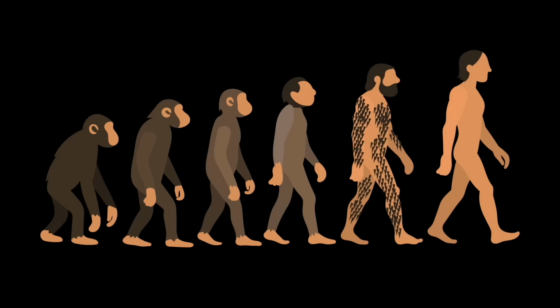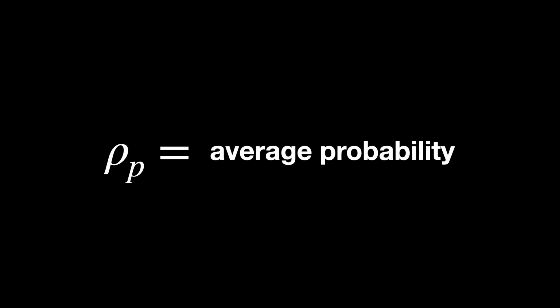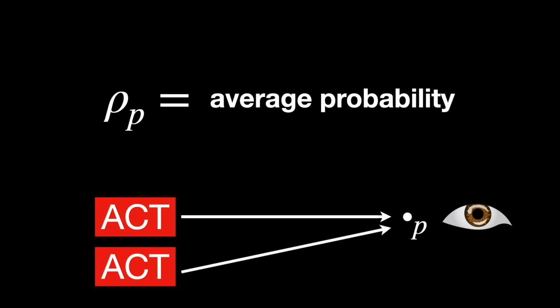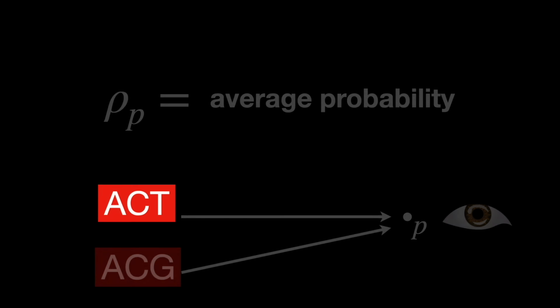This tendency for a trait to stay stable despite mutations is called phenotype robustness. Mathematically, it can be expressed as the average probability, denoted as ρp, that a single character mutation of a genotype mapping to a phenotype P does not change the phenotype P. Phenotype robustness has a mathematical structure.